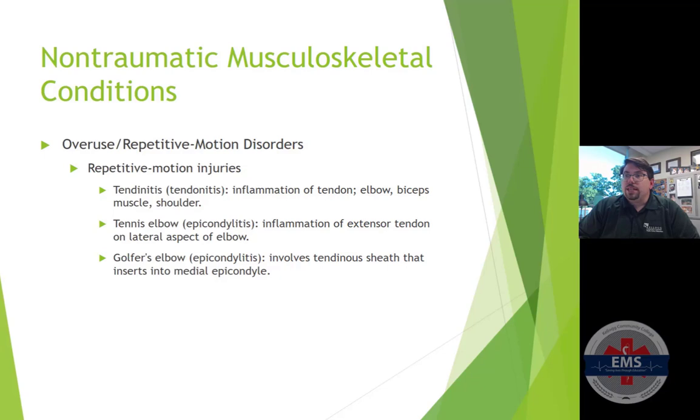Tendinitis is another one that we see, right? Tendinitis is inflammation of the tendon, oftentimes of the elbow and the bicep up into the shoulder. We may see tennis elbow. That's another common one you might see, where you get inflammation of the extensor tendon and the lateral aspect of the elbow. You may have golfer's elbow, which is going to be involving the tendinous sheath that inserts into the medial epicondyle.